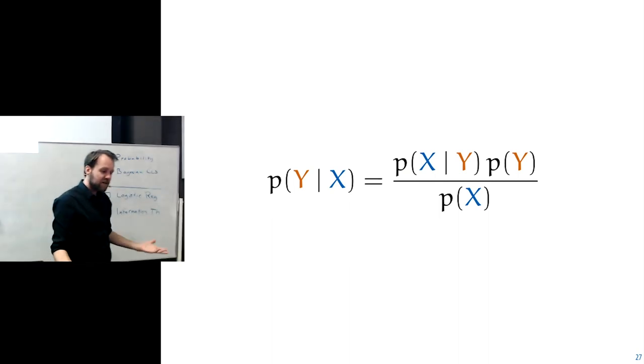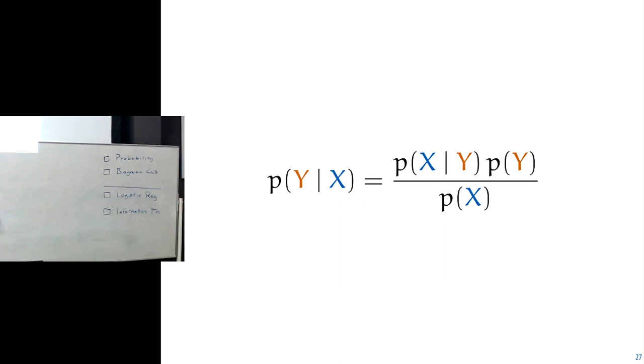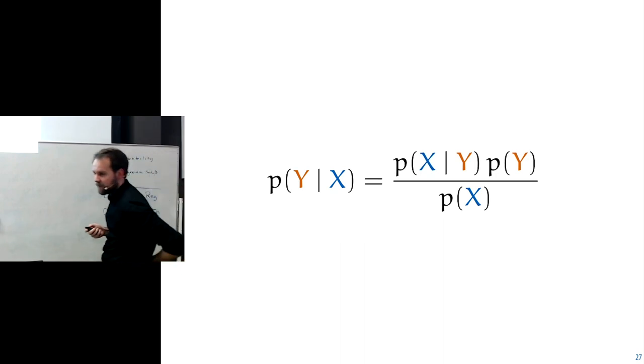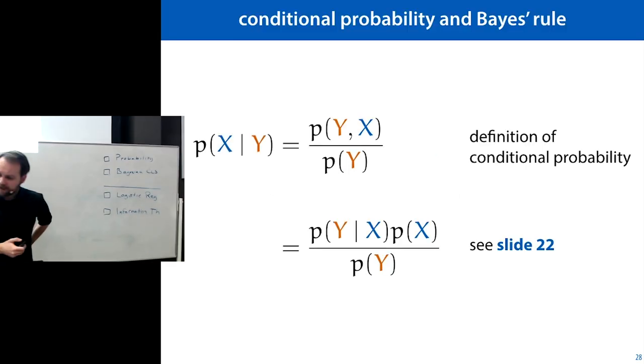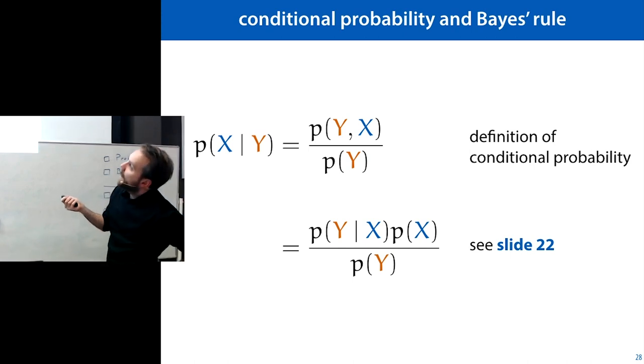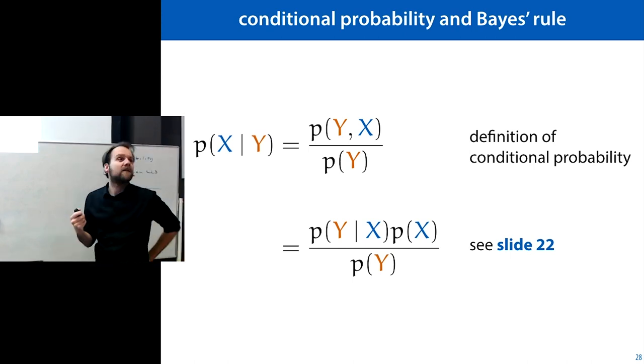And the rule that Thomas Bayes came up with for conditional probability is this. The probability of y given x is equal to the probability of x given y times the marginal on y divided by the marginal on x. It's very easy to prove this if you have a definition of conditional probability. Basically, it looks like this. We start with the definition of conditional probability, which looks like this. And then we just fill in this identity we saw on slide 22 for the numerator. And there we have Bayes' rule already.